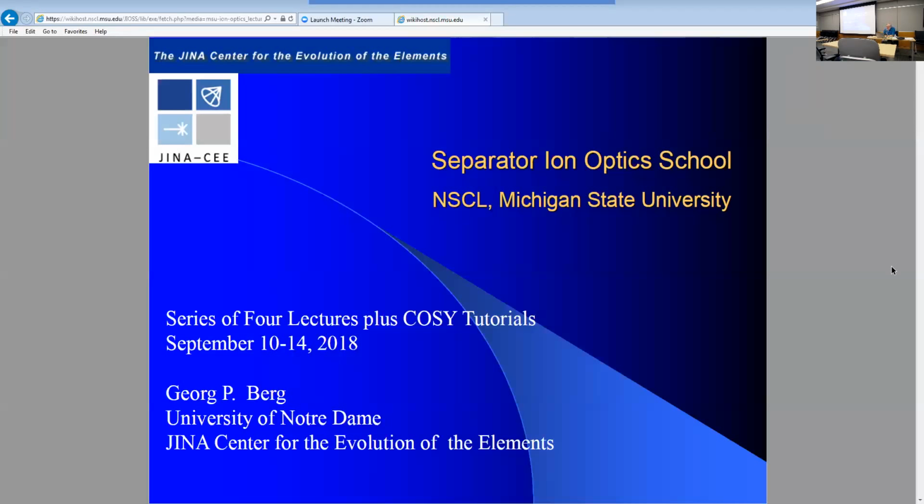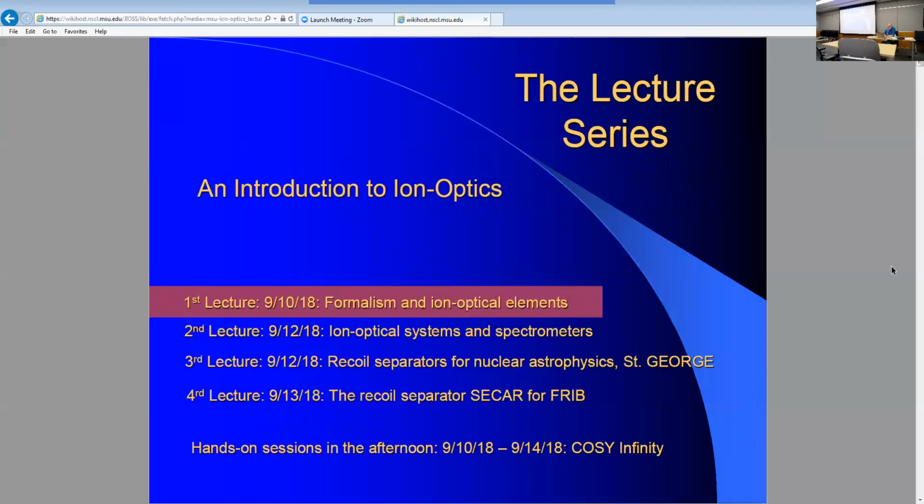So this is called the separator ion optics school, where separator refers to recoil separators, not fragment separators. So I will be providing 4 lectures, interactive lectures, hopefully. Today, the first one, Manuel Kuda will give tomorrow a lecture. He has obligations, as Hendrik said, of teaching at Notre Dame. So he will be here in the afternoons for the online sessions, but not every morning.